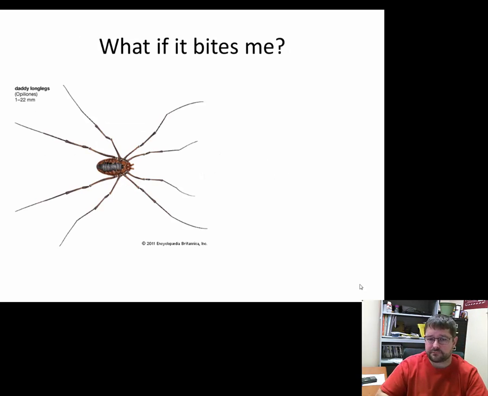For example, this is a daddy longlegs, or Opiliones. That is the group that this spider or harvestman belongs to. And I often get this question from students when I teach insect biology or general biology, or when I just talk to individuals.